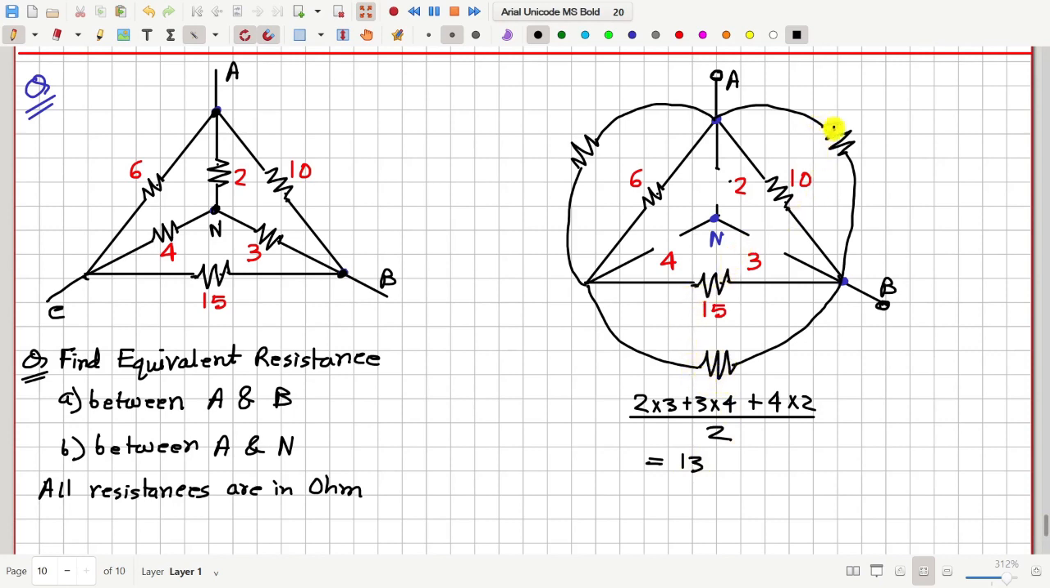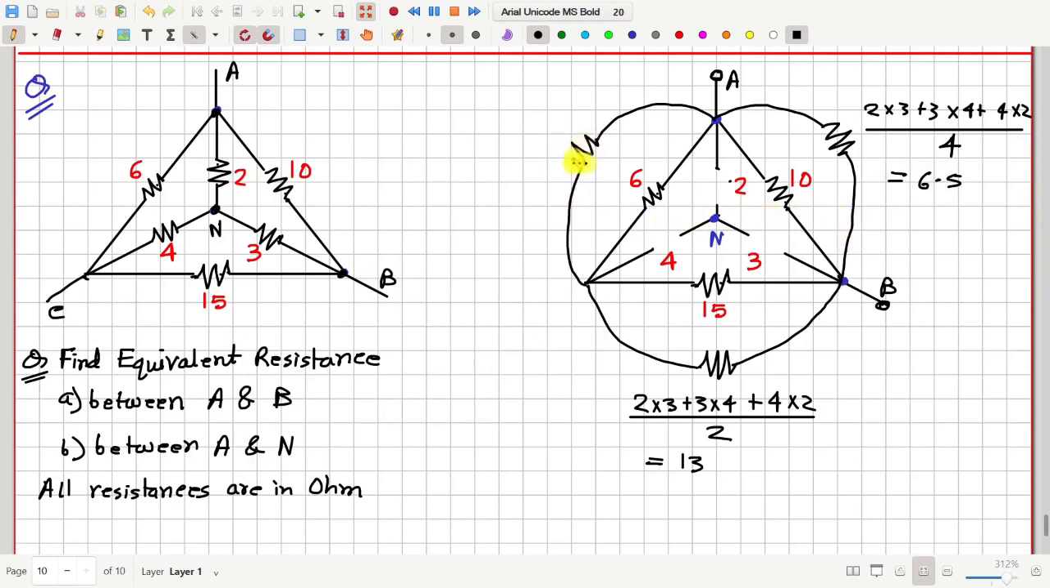Now similarly, how much will be this resistance? This will again be 2 into 3 plus 3 into 4 plus 4 into 2, whole divided by the resistor that was there earlier opposite to this, which is 4. So 26 by 4, that means 6.5. This is in ohm. All resistors in this question are in ohm.